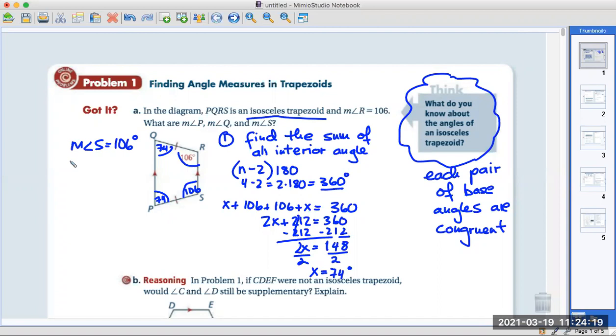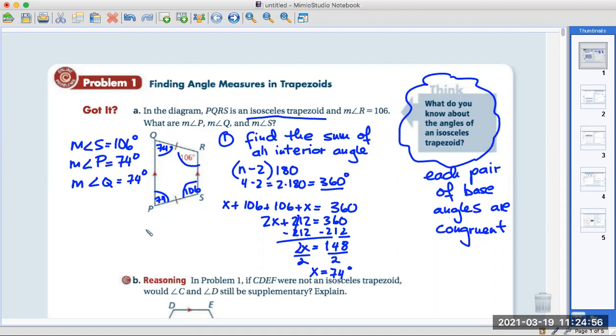So now we have measure angle P, 74, and measure angle Q is 74. And we know that if we add all 4 of these, the sum has to be 360, like in any closed four-sided figure. And it is. If you want to check it out, you add, and it'll come up to 360, which is great. Then we got it right.